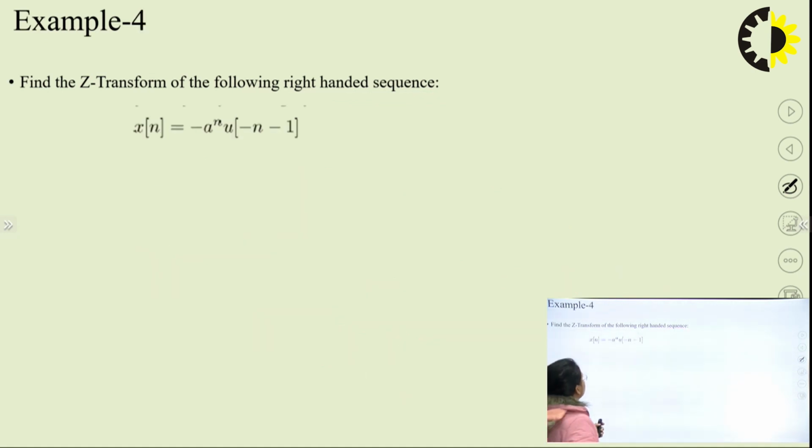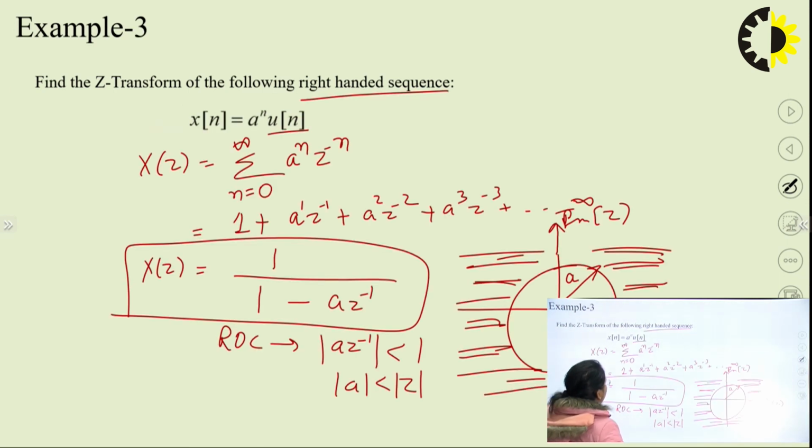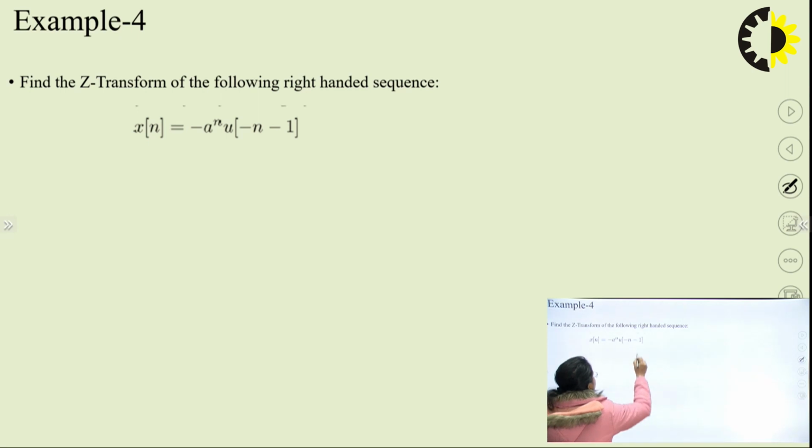Now in this case we again have a sequence, but it is not right sided, it is a left sided sequence. We have to find out the ROC of this sequence.